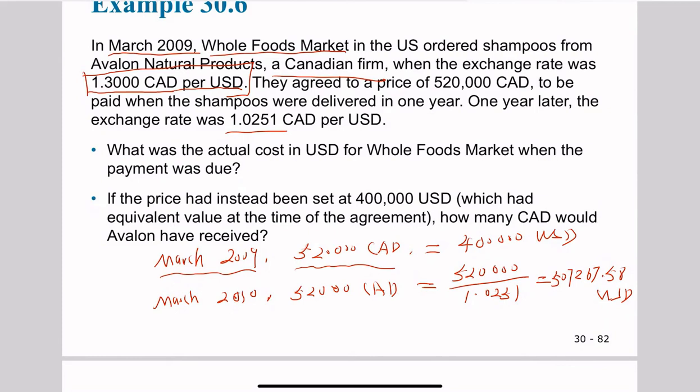And in this case, you can see that because this transaction was denominated in Canadian dollars, after 1 year, Whole Foods had to pay a much higher price in US dollars, right? I mean, on the surface, it seems that the price is fixed, but it's only fixed in Canadian dollars. After thinking about exchange rate, the price is not fixed in terms of US dollars, right? And because Canadian dollars has increased over the past year, in the end, Whole Foods, the US firm, had to pay much higher cost.